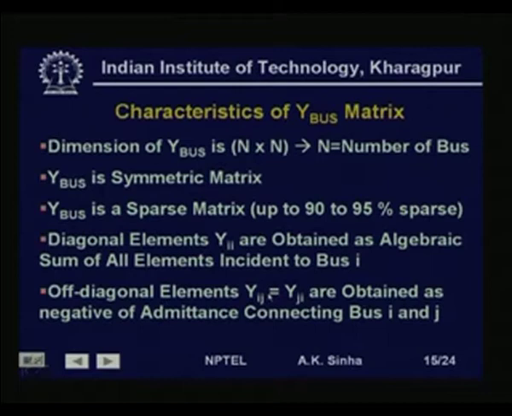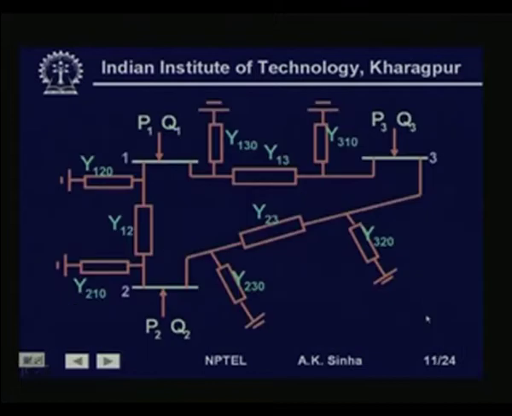Off diagonal elements Yij equal to Yji, because the matrix is symmetric, are obtained as the negative of the admittance connecting bus i and j. That is, again, if we see this, Y12 is nothing but the negative of this y12 that we have. In fact, these y's should have been small letters, whereas for the Y bus matrix elements we have used capital Y. So, these are some of the characteristics of the Y bus matrix.